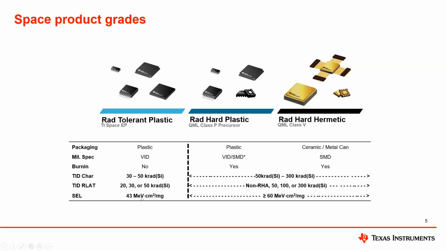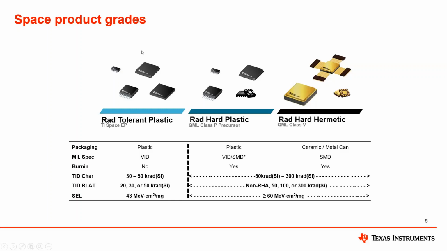On the left here, this is really the rad-tolerant plastic, or what we refer to at TI as space-enhanced plastic, referred to as space EP. We typically characterize these devices to a lower radiation level, so this is 30 to 50K rad for TID performance. Typically, we do have an RLAT as well, 20, 30, or 50K rad. And then for single event latch-up, we do a 43 MeV characterization for SEE rather than the typical 75 you'll see for our rad-hard hermetic devices.